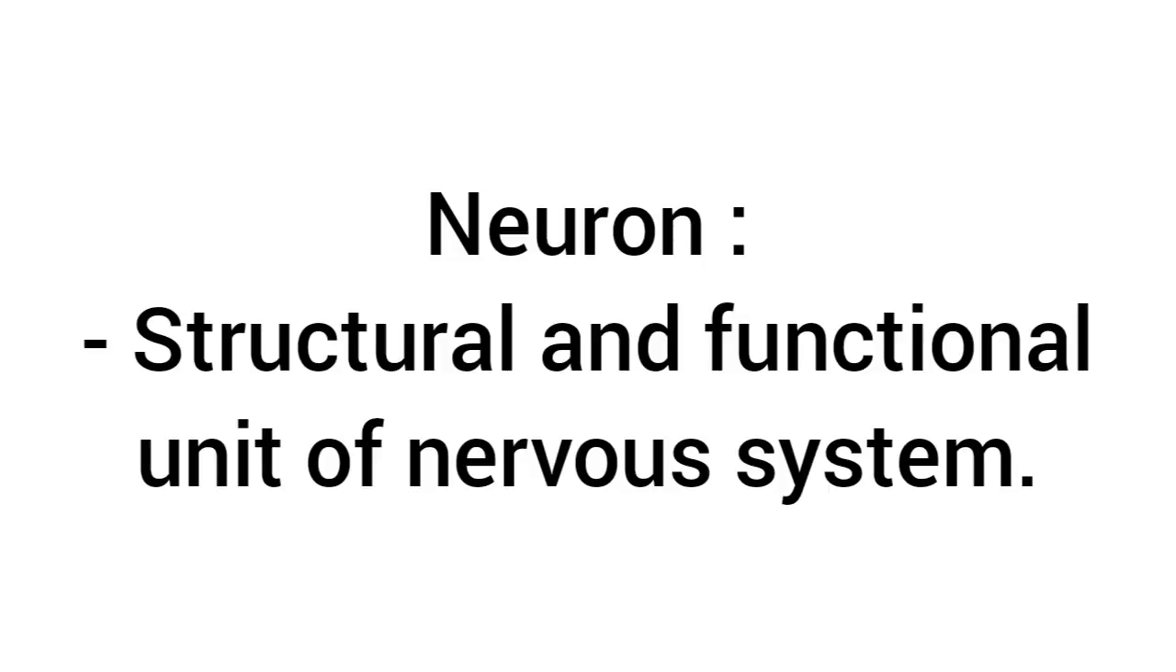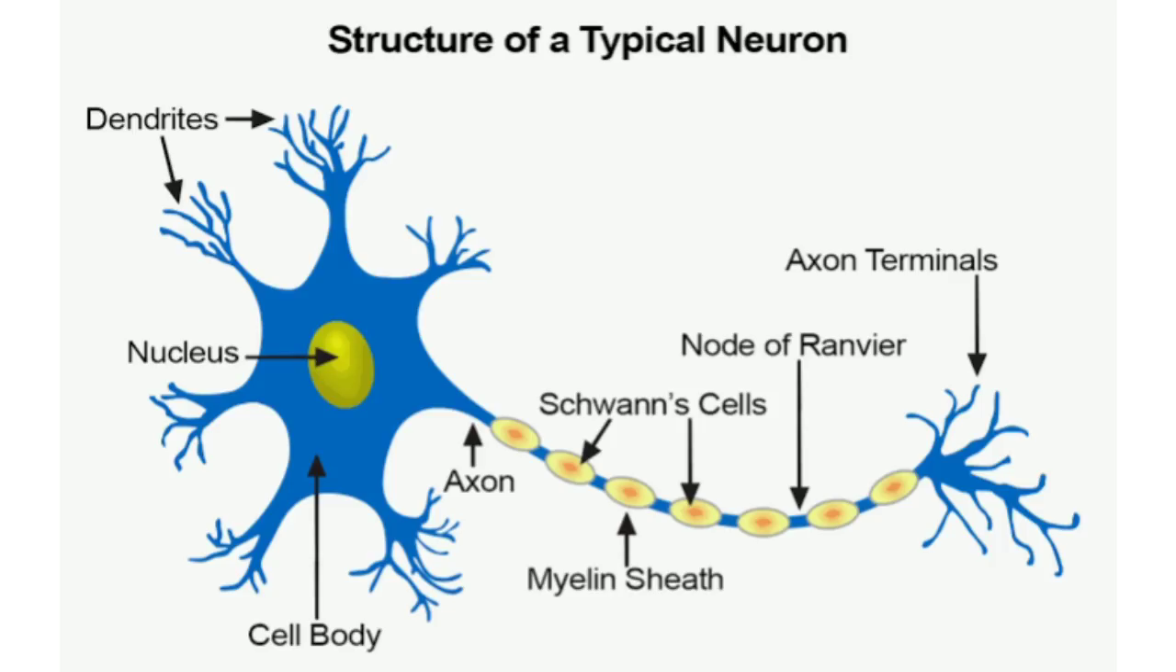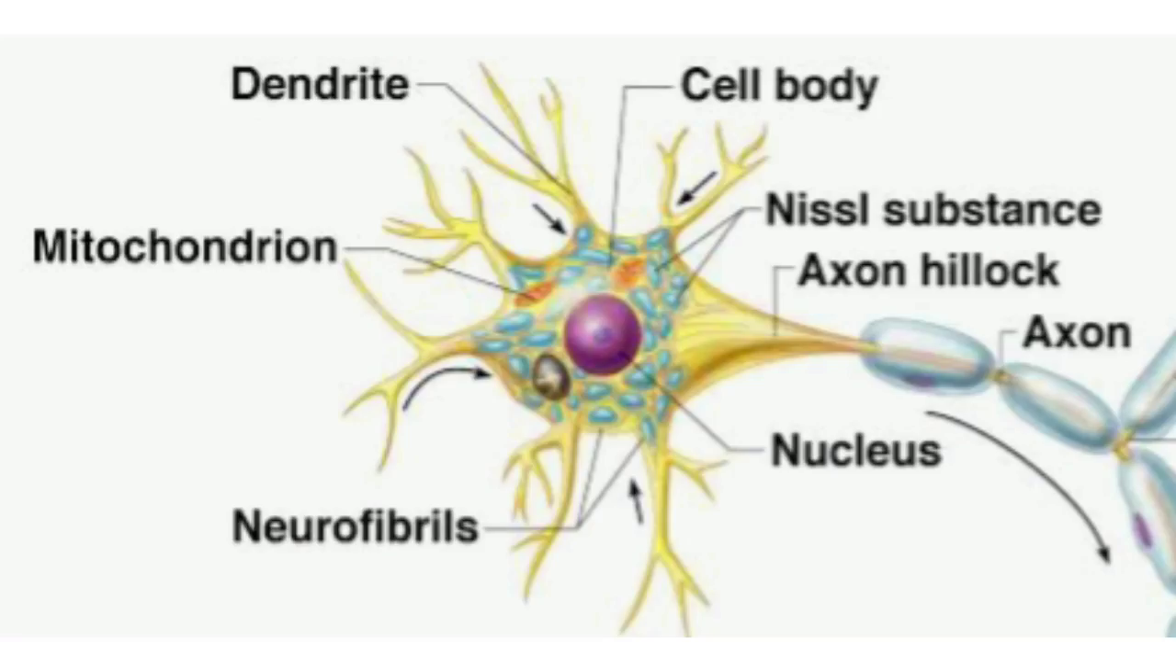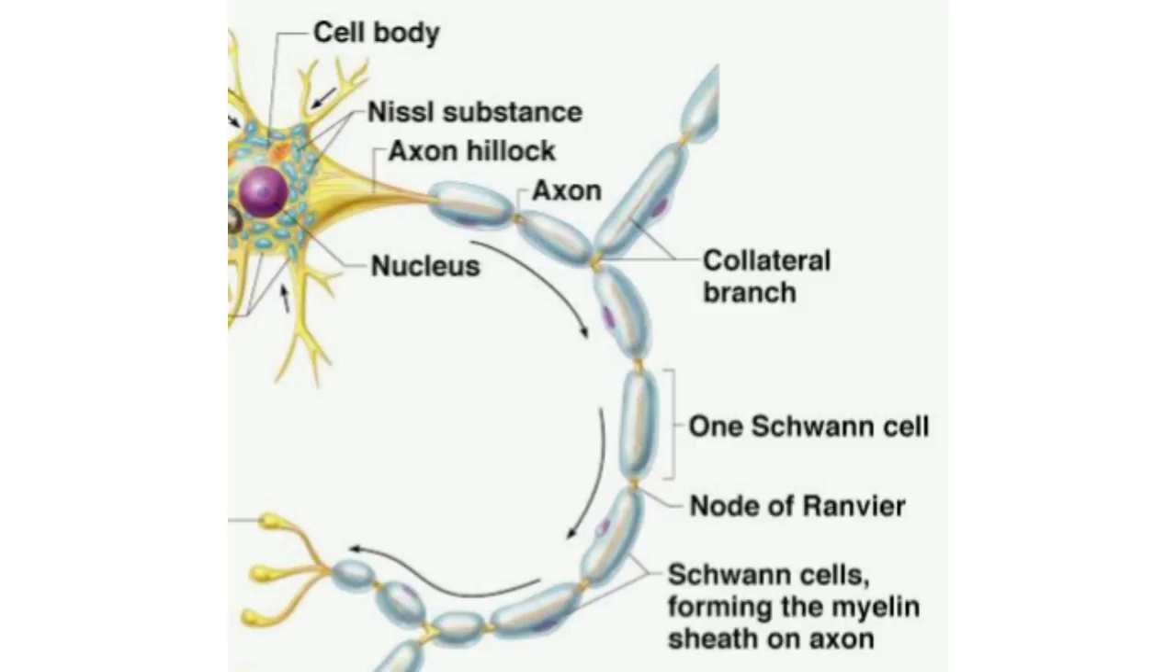Neuron. Neuron is a structural and functional unit of nervous system. Structure of neuron. Neuron contains the cell body, dendrites and axons. The cell body contains nucleus, Nissl granules, neurofibrils, mitochondria and Golgi bodies. The axon may contain myelin sheath. Axon hillock is the junction between the cell body and the axon. This is the location where action potential originates.